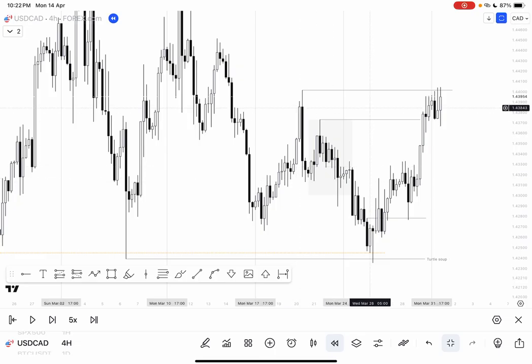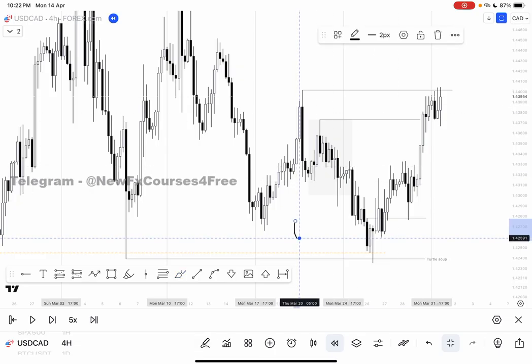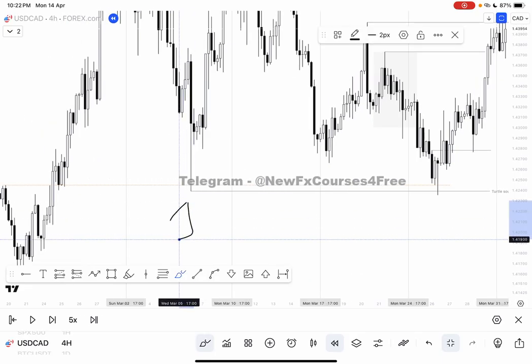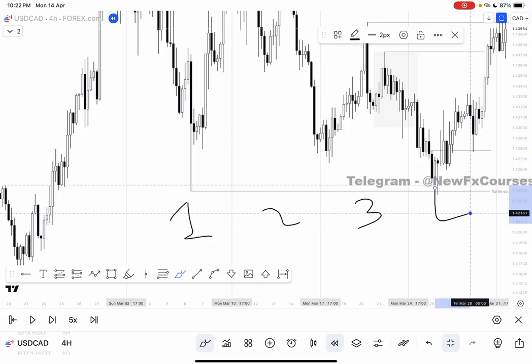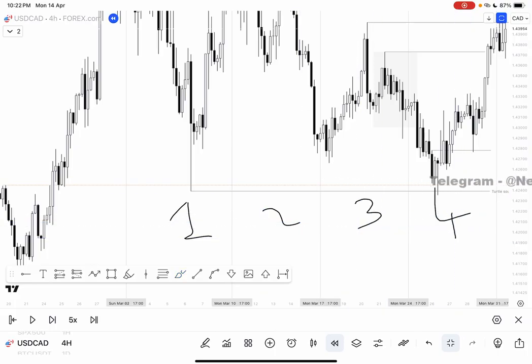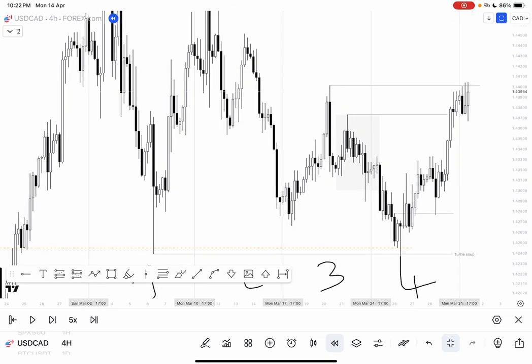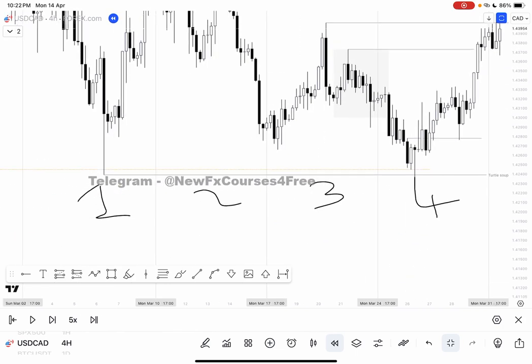This is week 3. Week 3. Let me label it. This is 1, 2, 3, and 4. So our previous week high, which is week 3, was our final draw on liquidity.